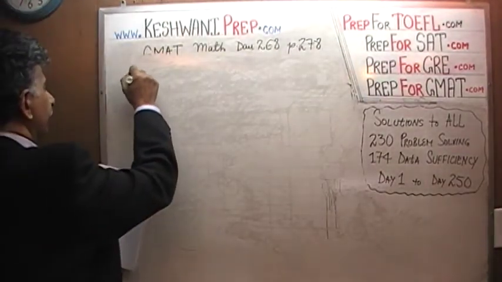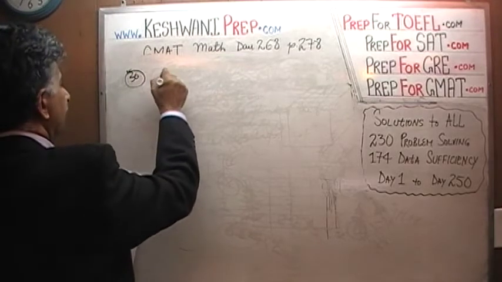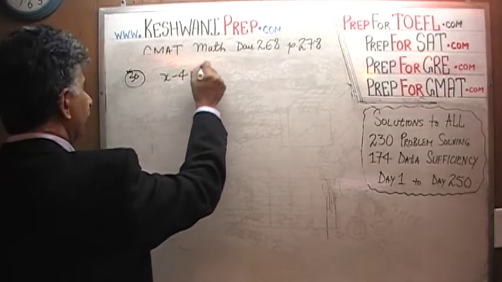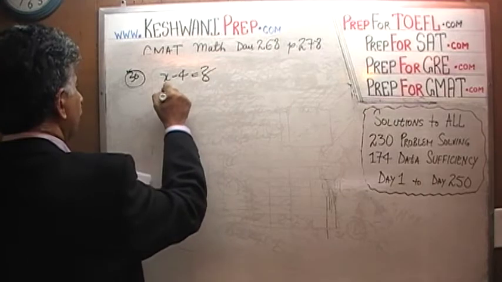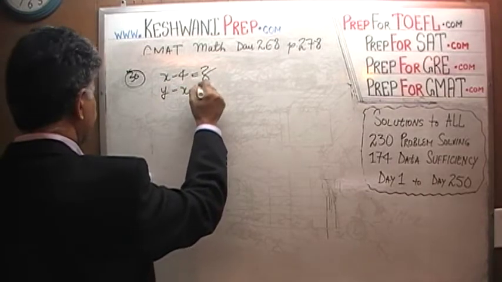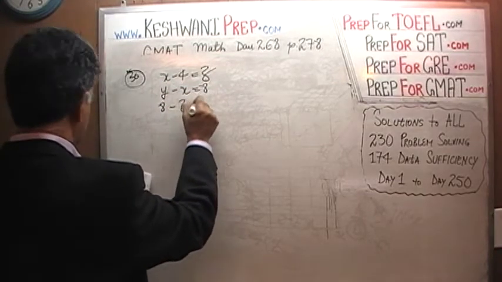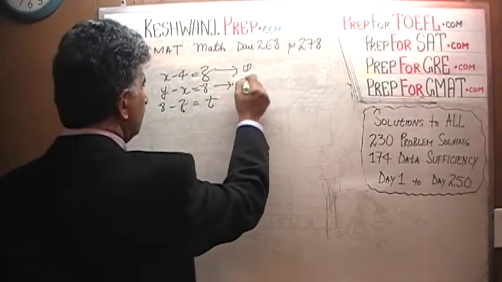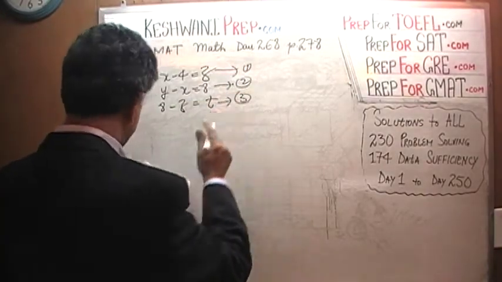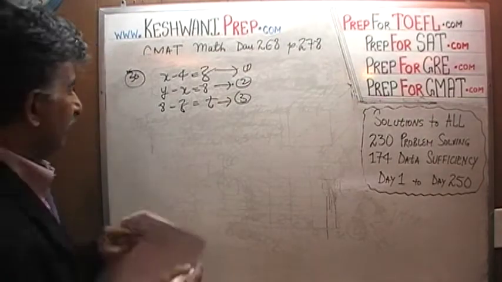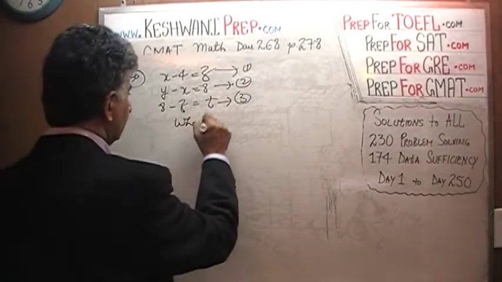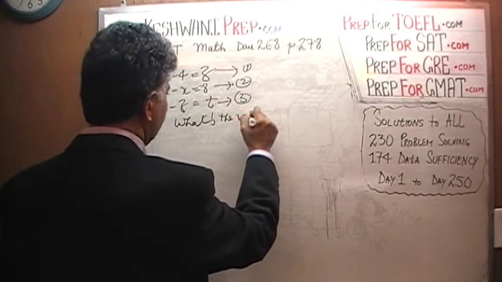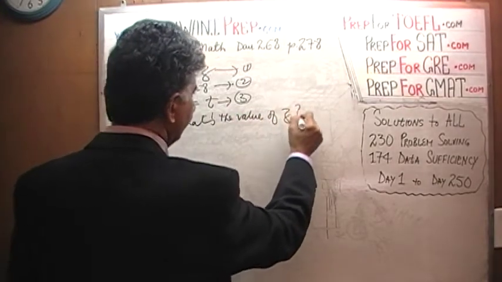Problem number 36. In problem 36, they tell us that x minus 4 equals z. We are told that y minus x equals 8, and 8 minus z equals t. Let's call them equation 1, 2, and 3. The question simply is, what's the value of z?